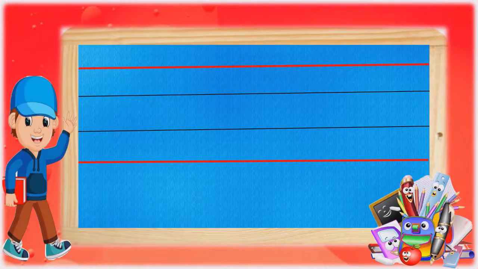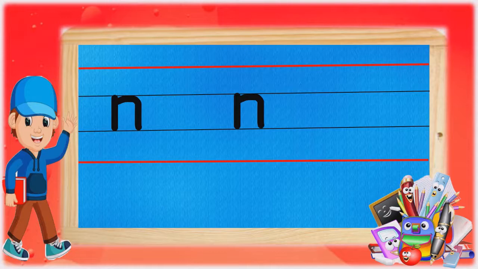Now we will write small n. Standing line with a small curve makes n, small n. Again we write standing line with small curve makes n, small n.